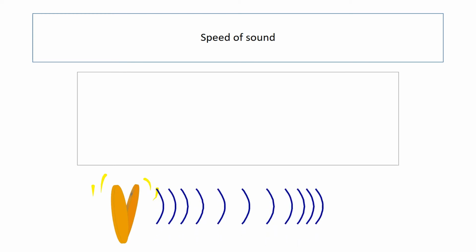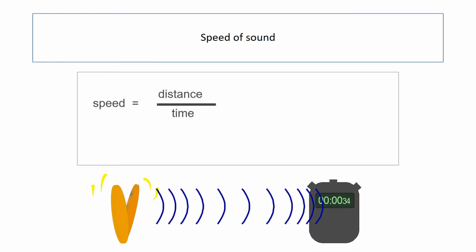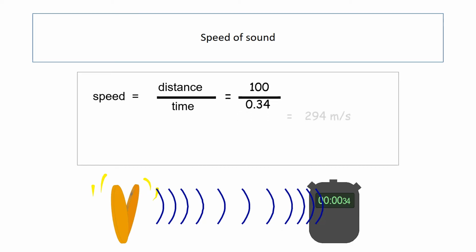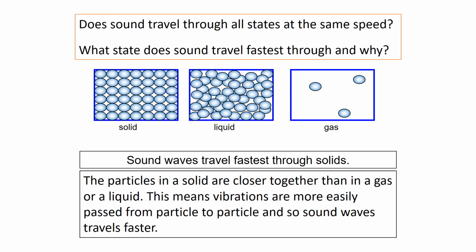So, using the equation, speed equals distance divided by time, or we could put that into an equation triangle to calculate either the distance or the time. We know that 100 divided by 0.34 gives me 294 meters per second. And the speed of sound is about 300 meters per second in air.